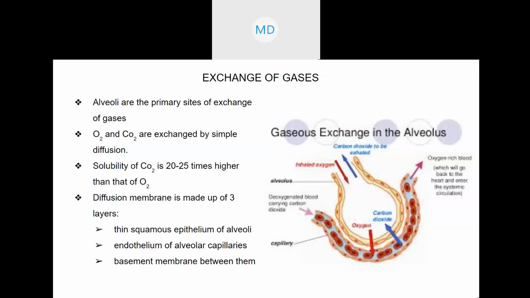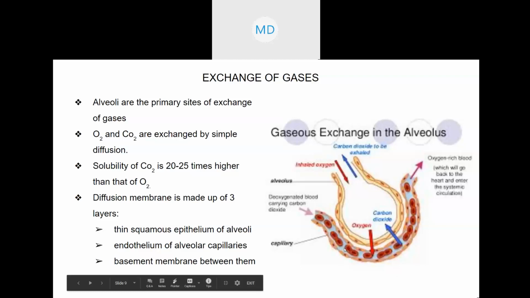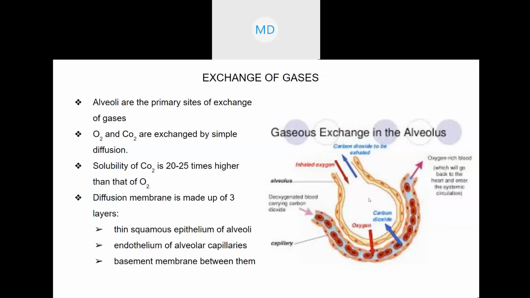So I'll go through once again what happens. When you inhale air, it will come inside and be present here. Then the deoxygenated blood, meaning blood rich in carbon dioxide, which means the blood contains mostly carbon dioxide, comes. The carbon dioxide from that blood will diffuse inside the alveolus. Diffuse means they will get inside the alveolus.